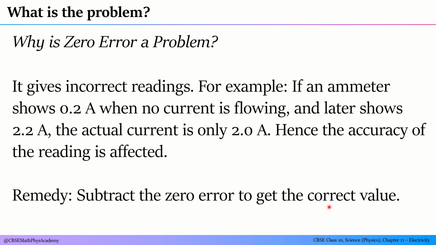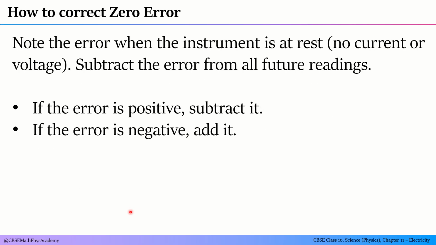So what is the problem with zero error? It leads to incorrect readings. For example, if an ammeter shows 0.2 amperes even when there is no current flowing, then when you are measuring the current in an electrical circuit, even when the actual current is 2 amperes, the device will show you 2.2 amperes. So this leads to inaccuracy in the measured readings. The remedy is straightforward. You need to adjust your readings for the zero error to get the correct value.